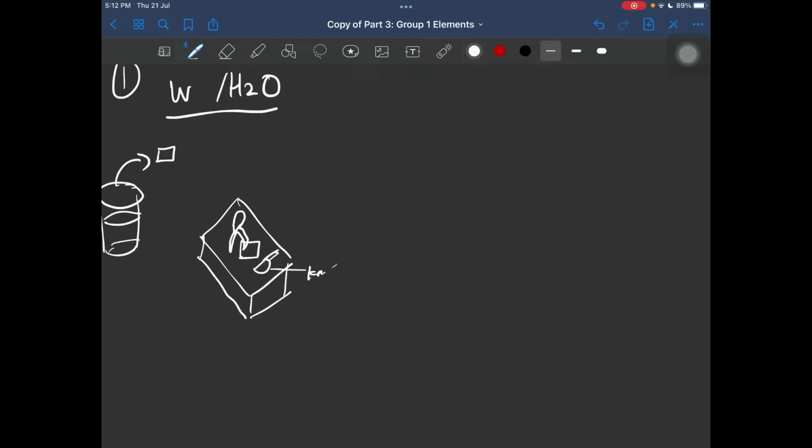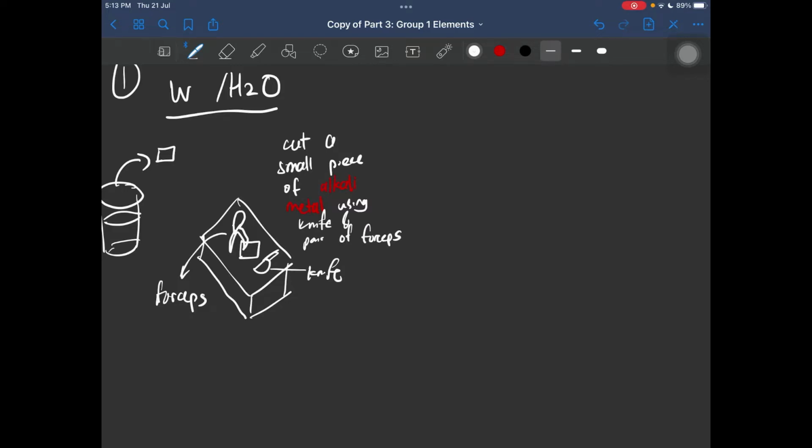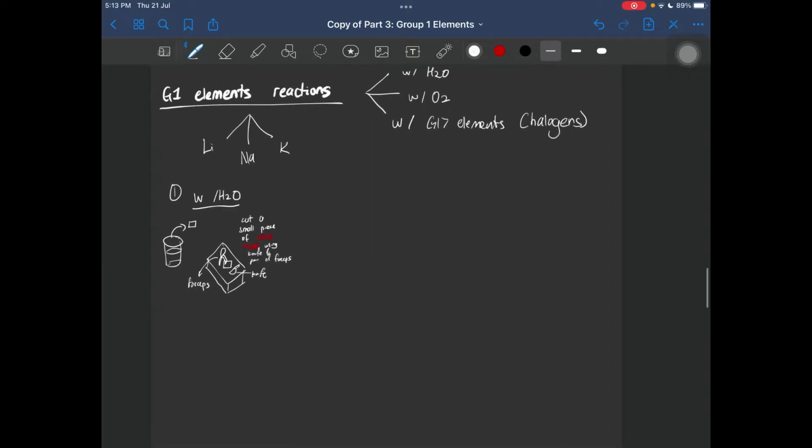So this is a knife. These are a pair of forceps. We're gonna take out a piece of metal, and then we're gonna cut a small piece of alkali metal, which can be sodium, can be lithium, can be potassium, using a knife and a pair of forceps. So this is the first thing we're gonna do.